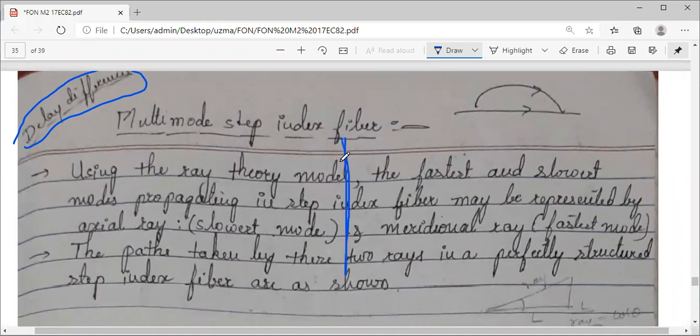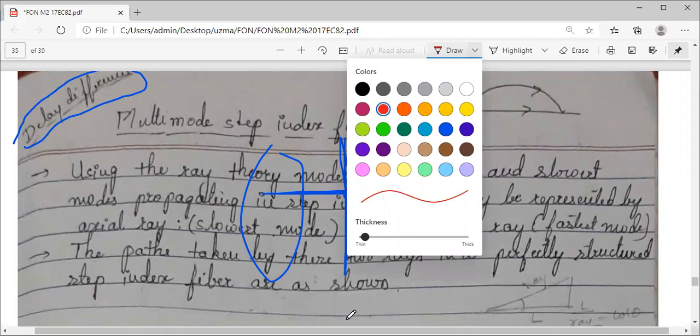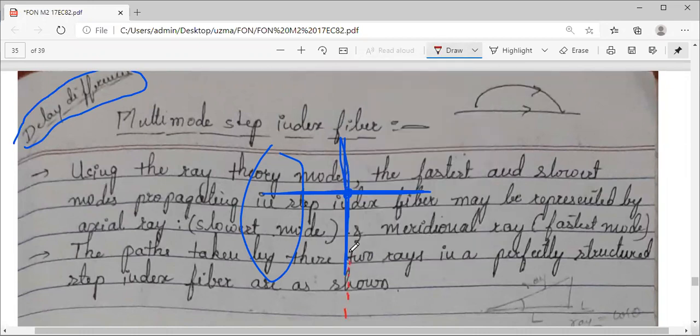If this is your railway crossing, and assume this is a reference line at which the engine should come. Assume that this is one railway station. At this station your train should come and stop. Assume that the train is coming from this side. It has got, say, some 10 bogies, some 10 sections, and one more, that is the engine. So if the engine touches here, the remaining 10 compartments will be behind this engine.